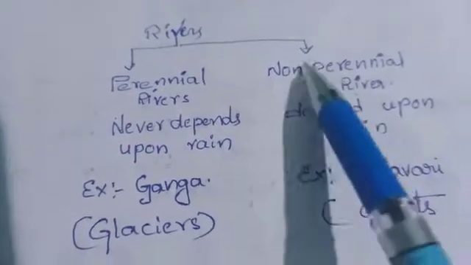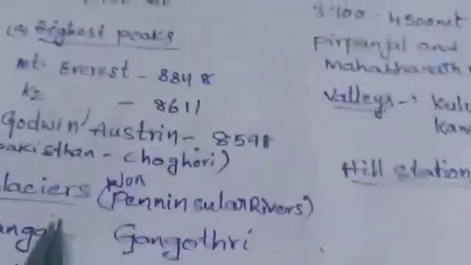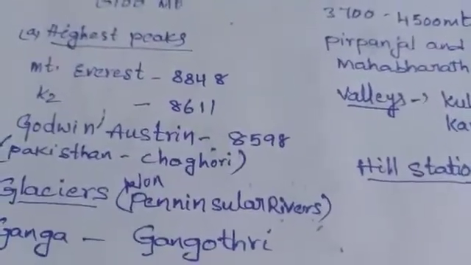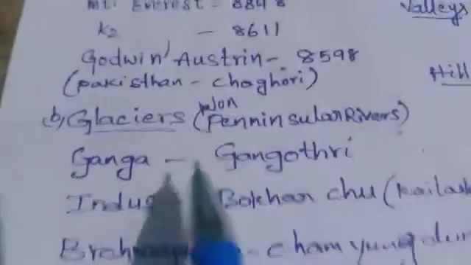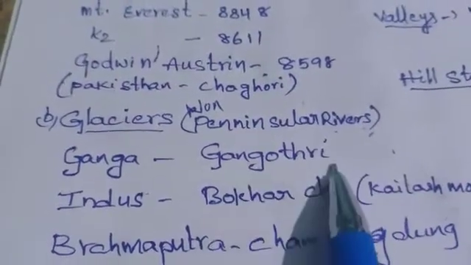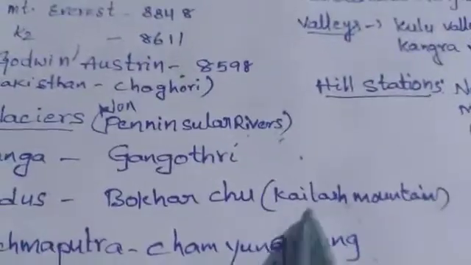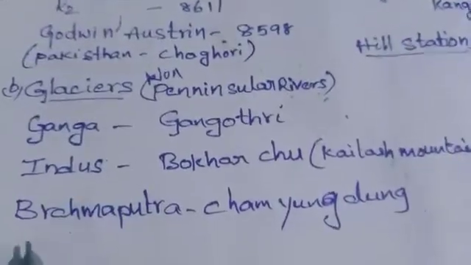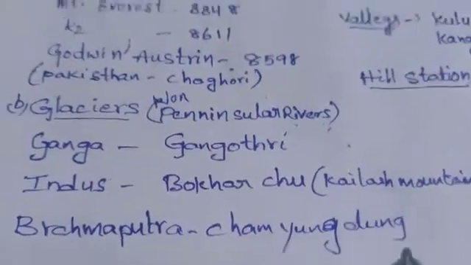So most of the non-perennial rivers depend upon the rain. The Greater Himalayas are the birthplace of so many rivers, the non-peninsular rivers or perennial rivers. Example, Ganga. Ganga originates from the glacier Gangotri. Indus originates from the glacier Bokhar-Chu near Kailas mountains, Manasarovar. Next, the Brahmaputra river originates from Chemayungdung.